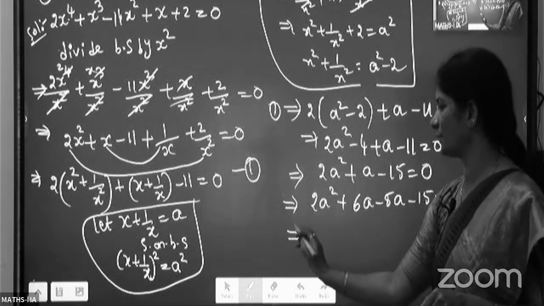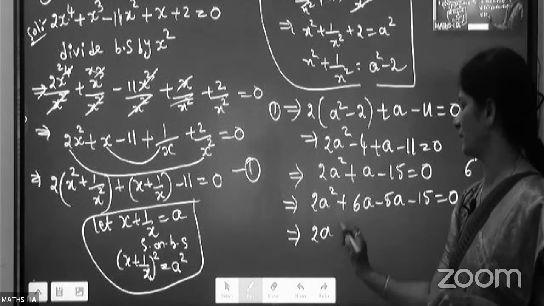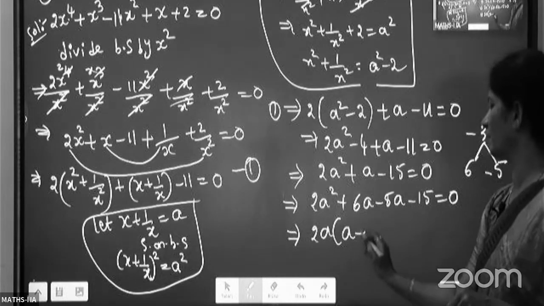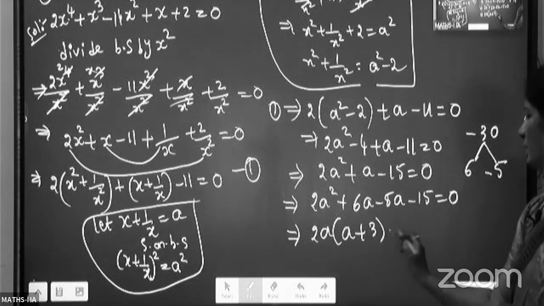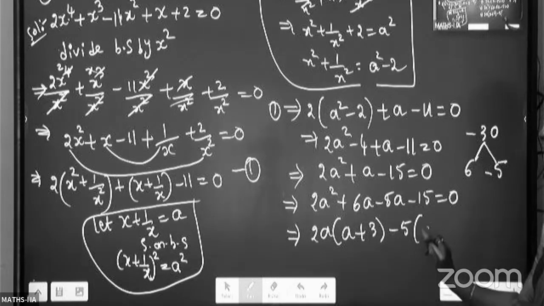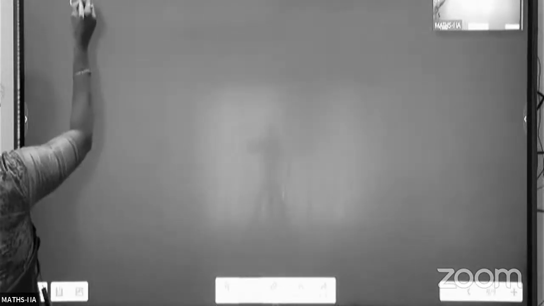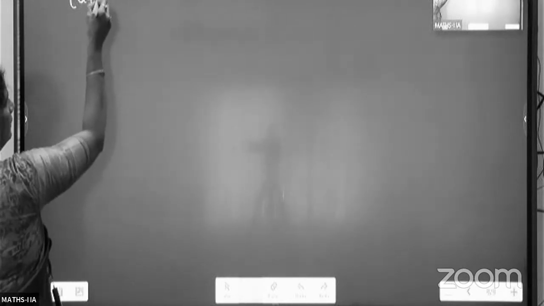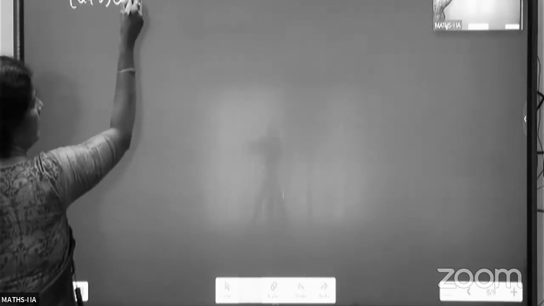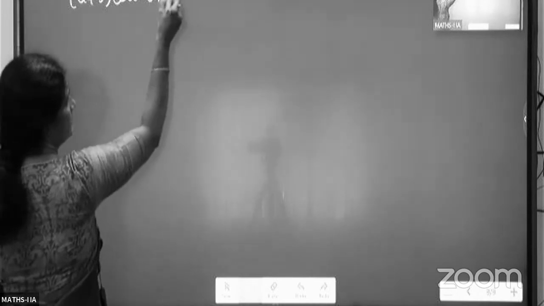If you do the calculation perfectly, you will get an easy answer. If you take 2a common, what do you get here? a plus 3. Take minus 5 common. What do you get here? a plus 3 is equal to 0. Then again a plus 3 is there, 2a minus 5 is there. (a plus 3) into (2a minus 5) is equal to 0.